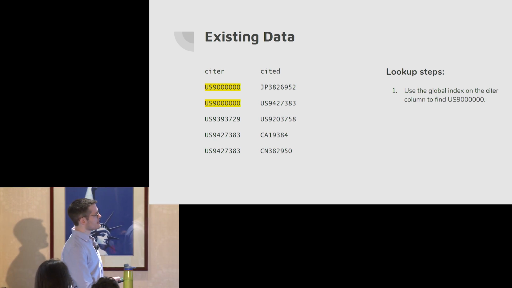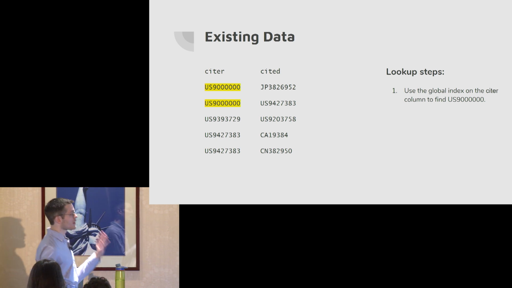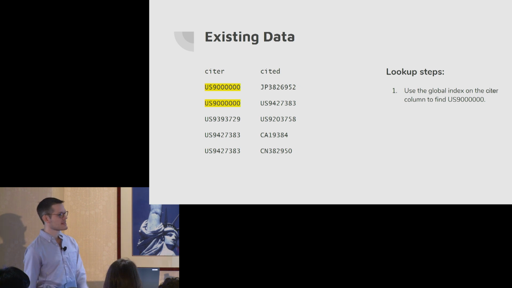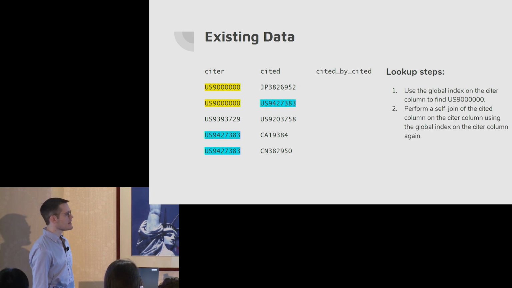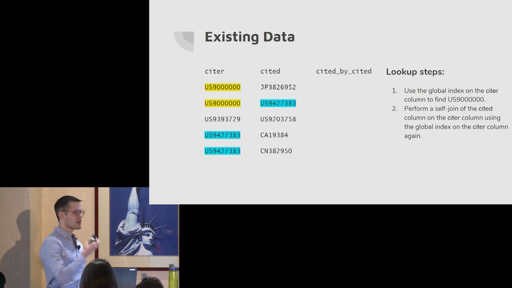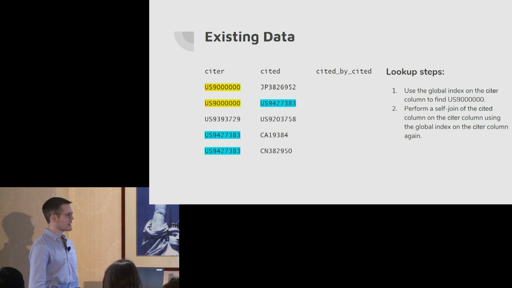If we were interested in this US 9 million patent, we would look it up in this CITER column of our database. I would use the global index in the database to do that. And then if we wanted to go 2 hops out, we would have to get another citation. So we'd do a self-join on this table.